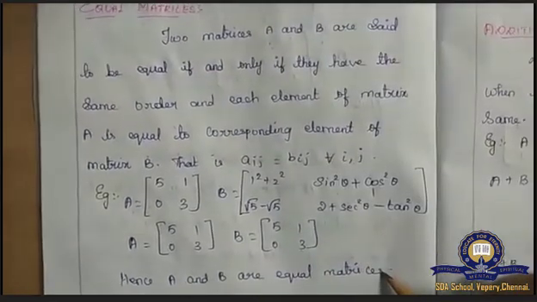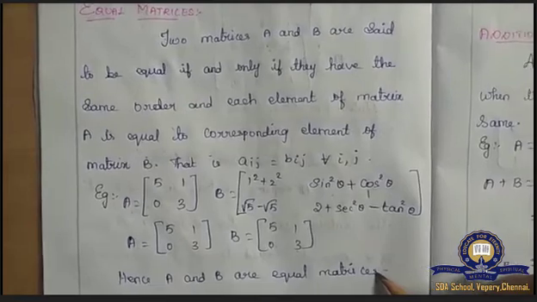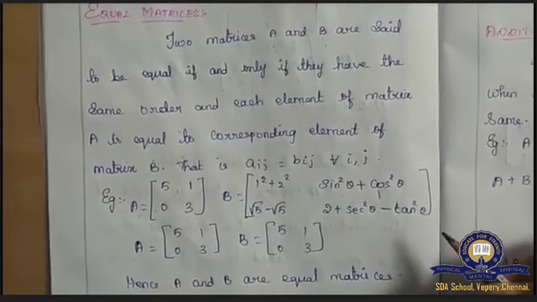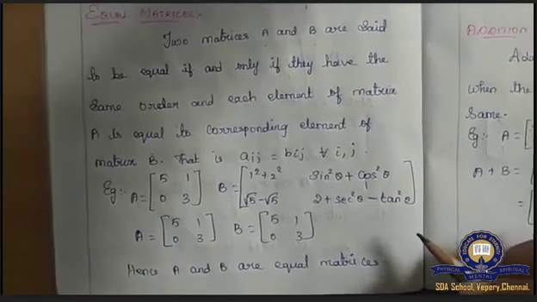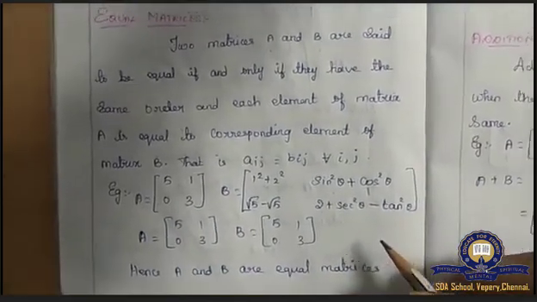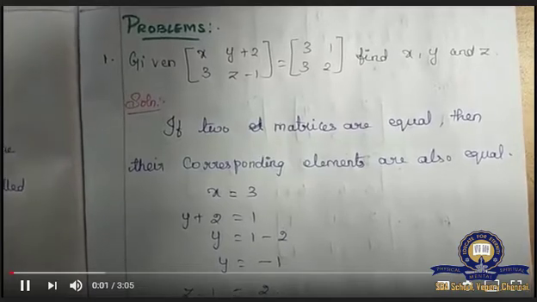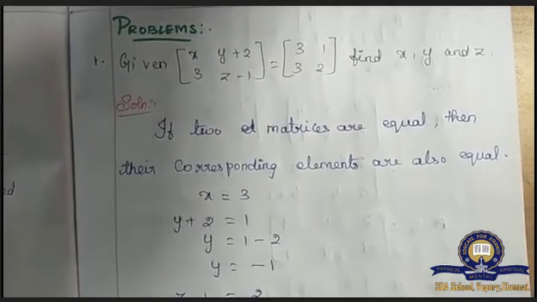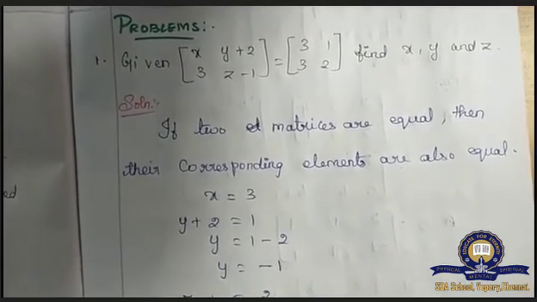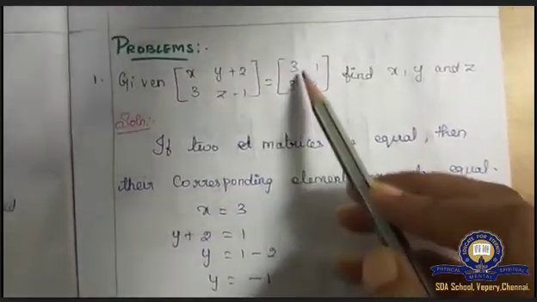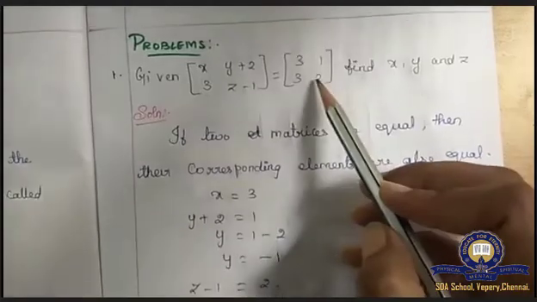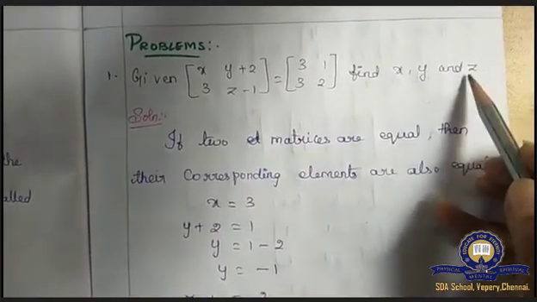Now let us have a quick recall. What are equal matrices? Two matrices are said to be equal only if they have the same order and the elements of the matrices are also the same. Till now we have seen the introductory part of matrices. Now let's move on to the problem. Given [x, y+2; 3, z-1] equals [3, 1; 3, 2], find x, y and z.